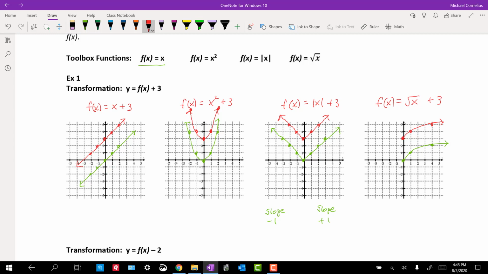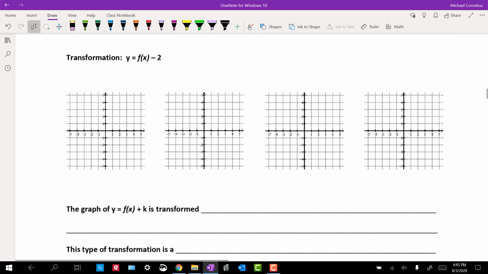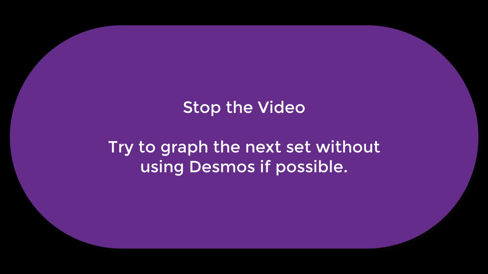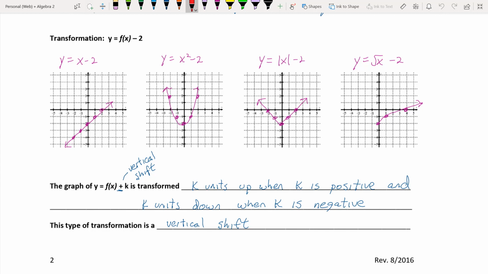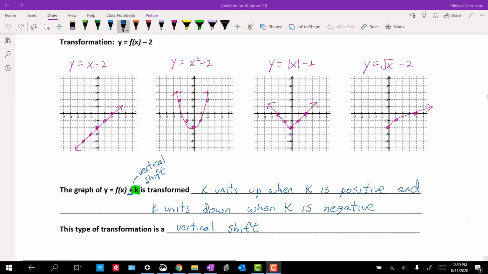All right, so what I want you to do is, you don't have to graph these on Desmos unless you feel like it would help you, but I want you to graph the next set of these. All right, so here we are with each of these graphed, and I purposefully didn't graph the parent functions because I think once you see this, this one's pretty easy.